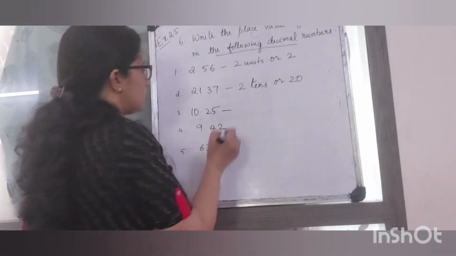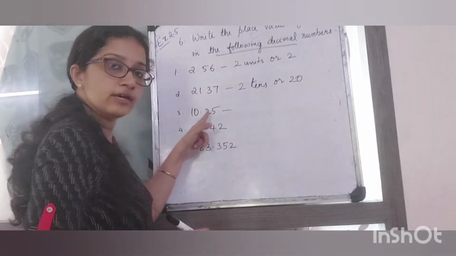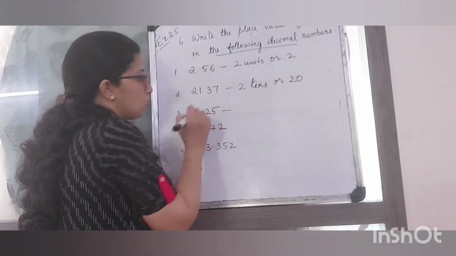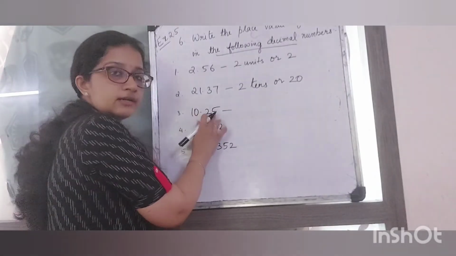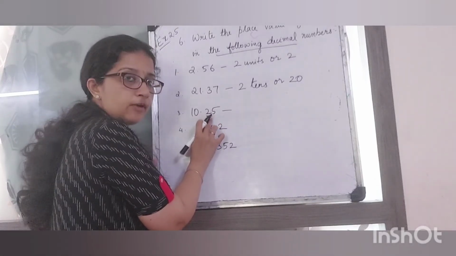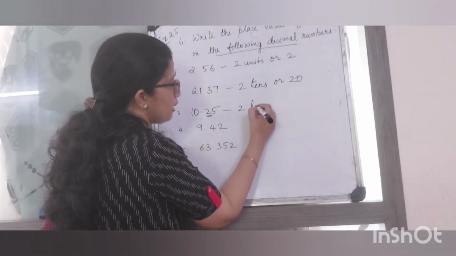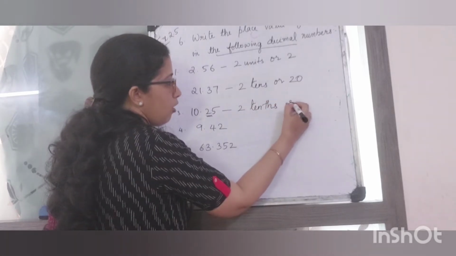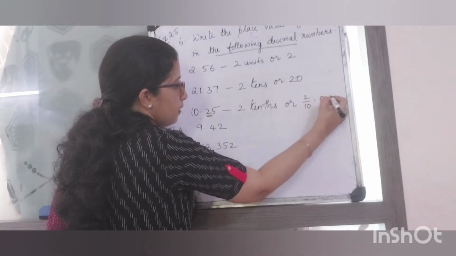Now let's move on to the third question, 10.25. Now this 2 is in the decimal part, okay? Now what is the place value of the first digit after the decimal point? It is 2 tenths. So you can write it as 2 tenths, or you can write it as 2 by 10 or 0.2.